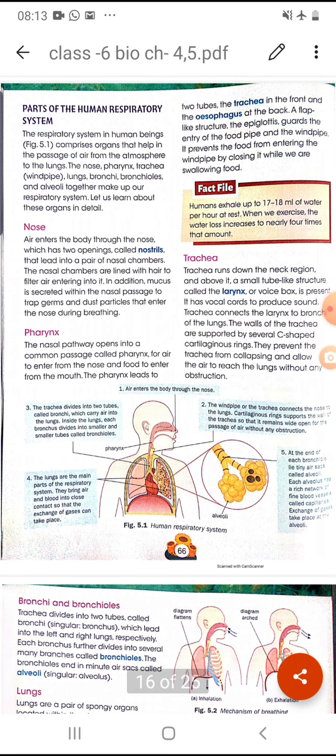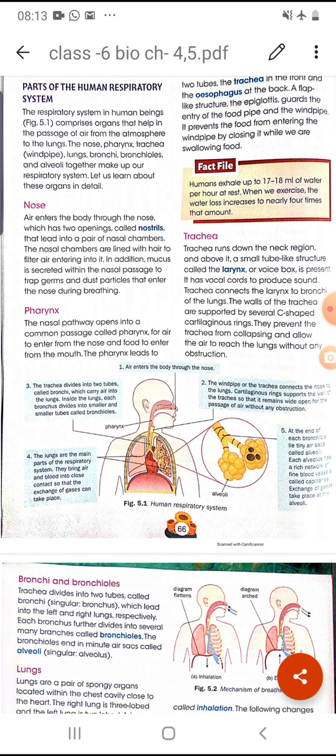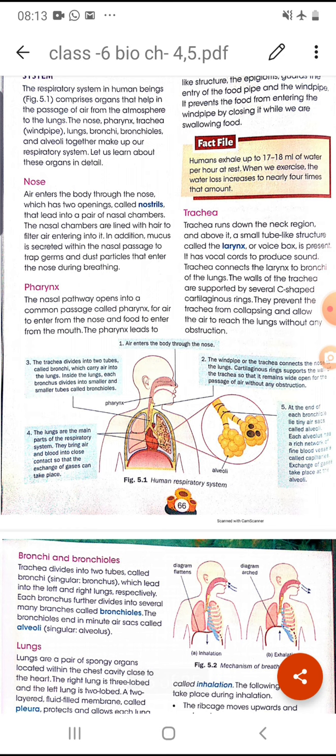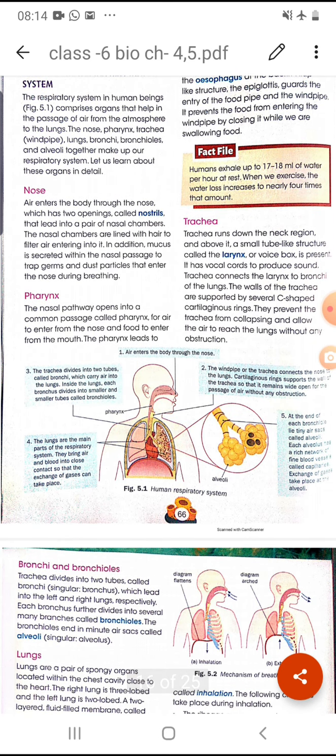The walls of the trachea, meaning the inner wall of the trachea, have C-shaped cartilaginous rings. So what is the function of these rings? They prevent the trachea from collapsing and allow the air to reach the lungs properly without any obstruction.